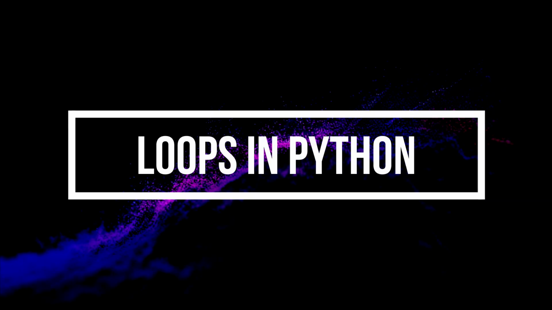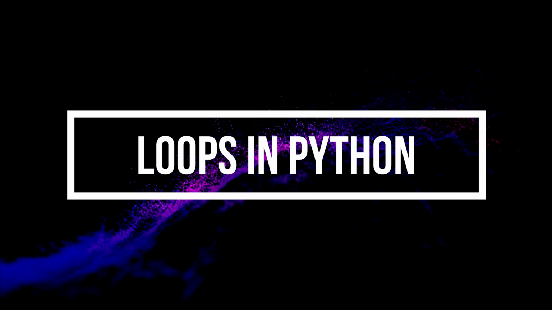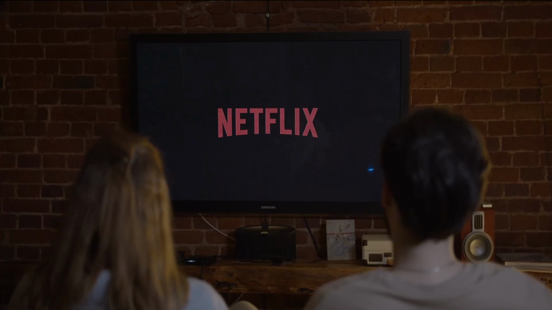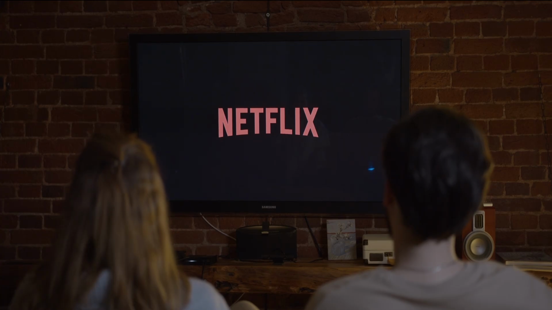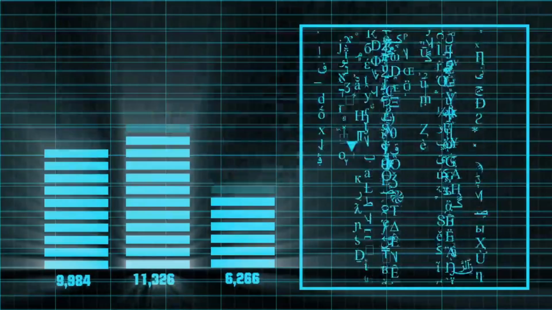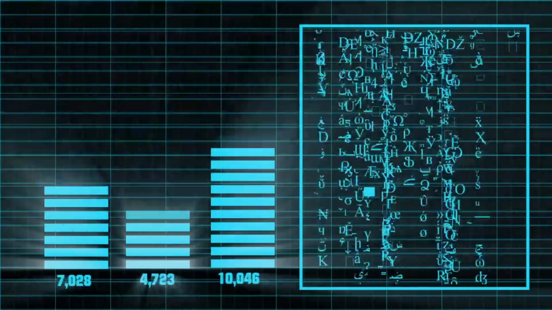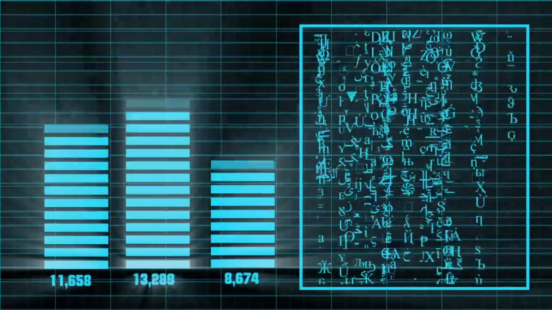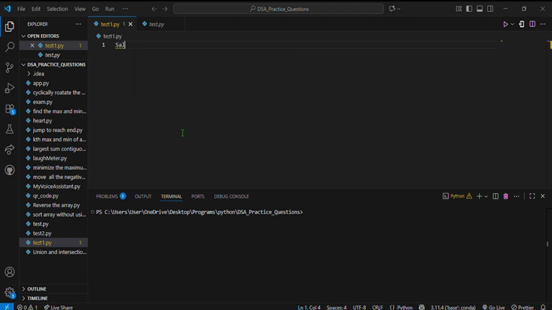Okay, so the third one, which is loops, and it's like Netflix autoplay. So loops are like Netflix autoplay. They keep going until you stop them. Except instead of binging 10 episodes, they process your data. So here is an example of loops.